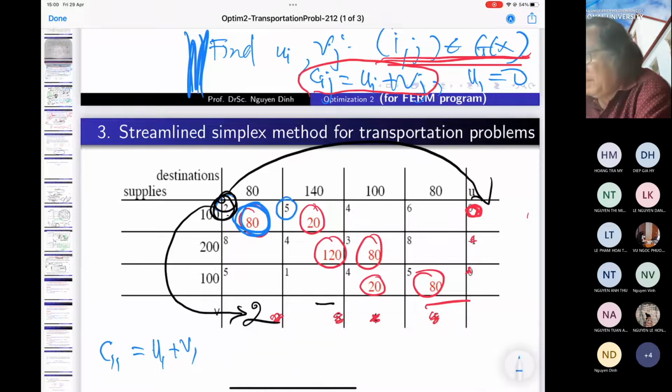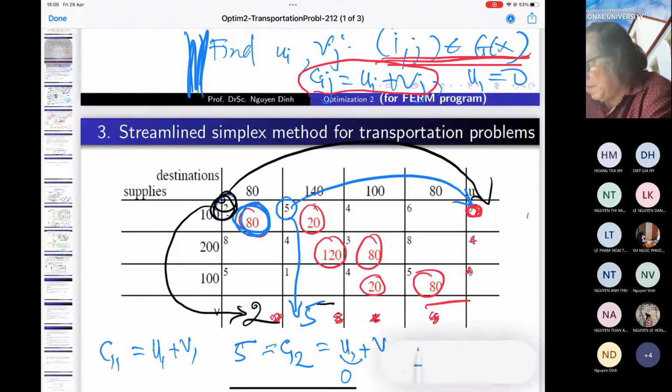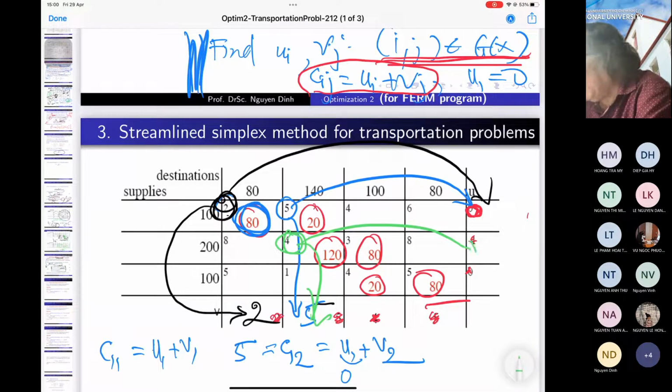5 equals 0 plus something here. 5 here means C12. C12 equals U1 plus V2. And U1 is here. U1 is 0, and V2, with C12 being 5, should be 5. Very easy. Take a look here, 4. 4 equals the 5 here already, plus, so this should be minus 1.